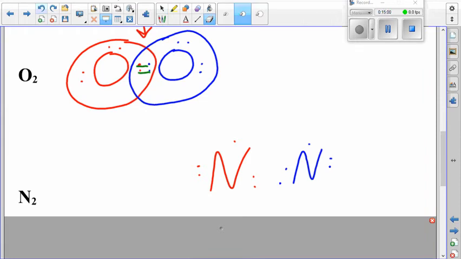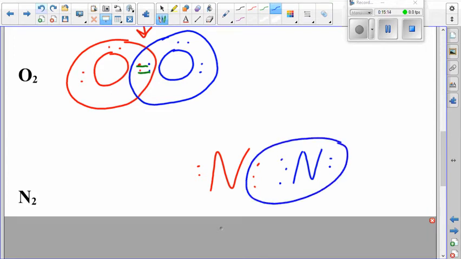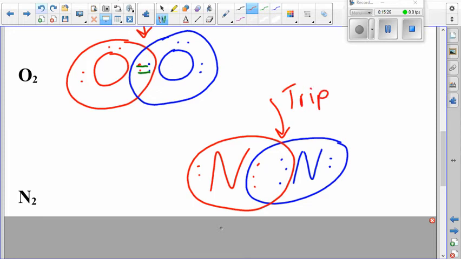So now we're at 7 a pop, which is better, but still not good enough. So I'm going to move these 2 down. So you can move bonding sites to form a bond. You can't move them for any other reason. But so now this nitrogen has 8 around it. This nitrogen has 8 around it. And what do you guys suppose we call that overlap? Yep. Triple bond.